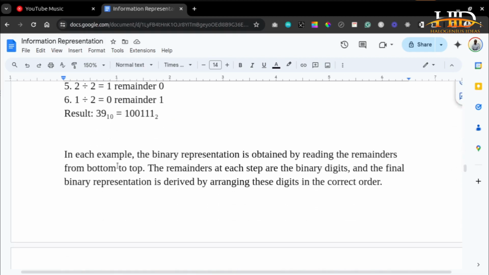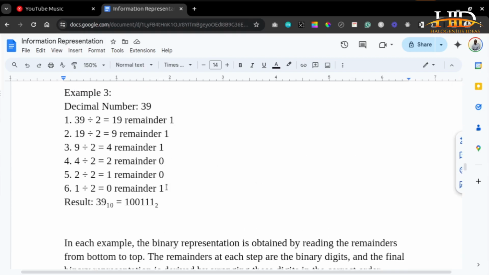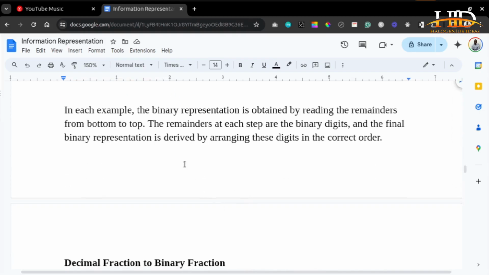So in each example, the binary representation is obtained by reading the remainders from bottom to top. Okay, from bottom like this to the top. So the remainders at each step are the binary digits, and the final binary representation is derived by arranging those digits in the correct order.